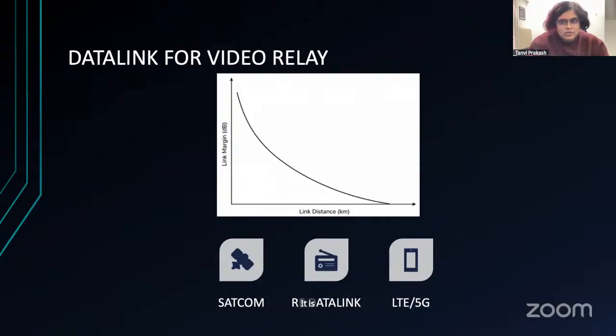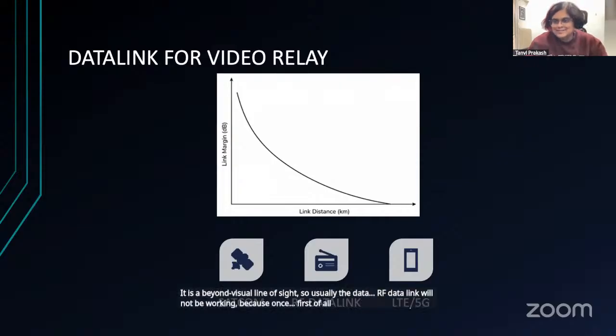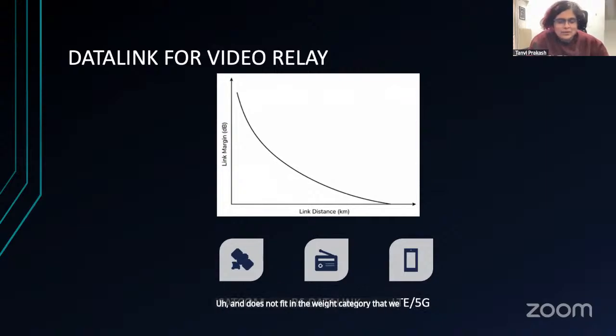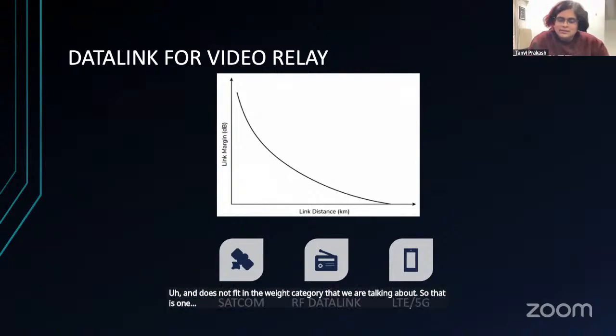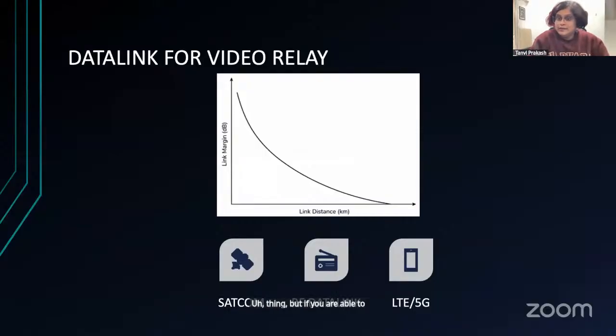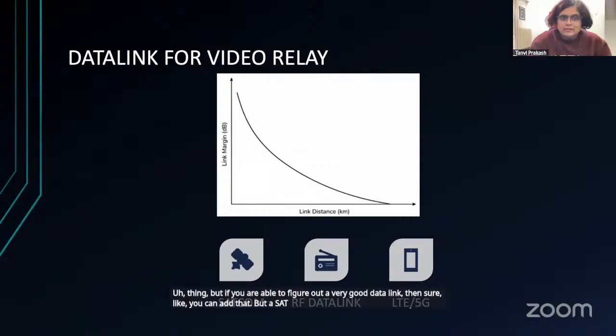It is a beyond visual line of sight. So usually the RF data link will not be working because first of all, the link distance is very large. So the amount of power that you'll have to put in to send data back is very large and does not fit in the weight category that we are talking about. So that is one thing. But if you are able to figure out a very good data link, then sure, you can add that. But a SATCOM is what we have asked for.